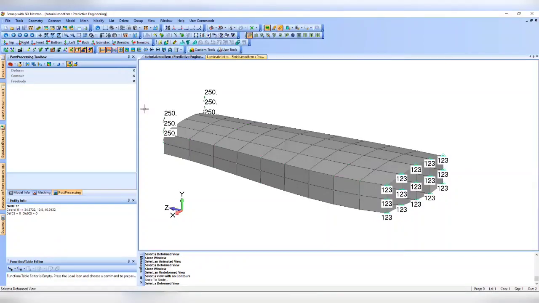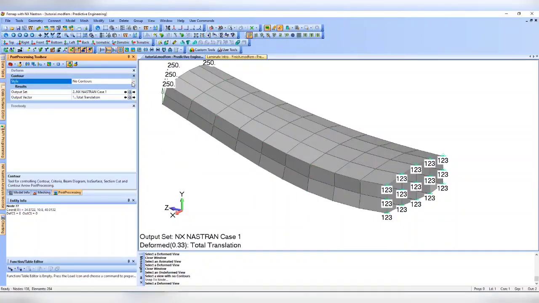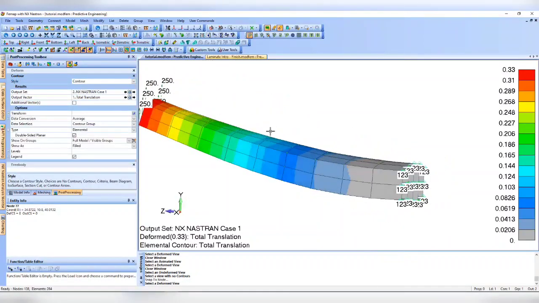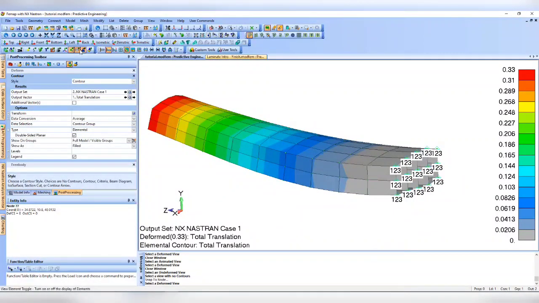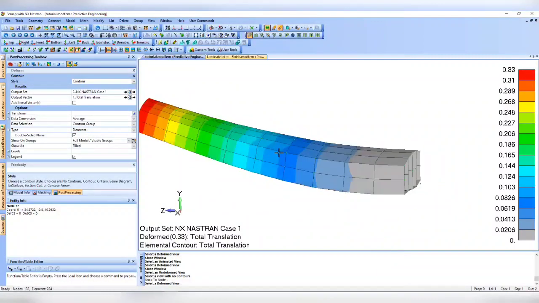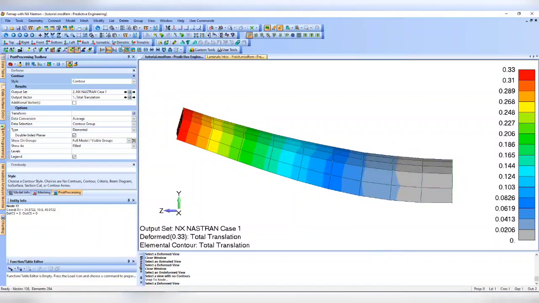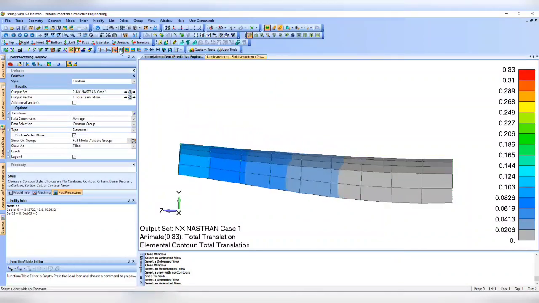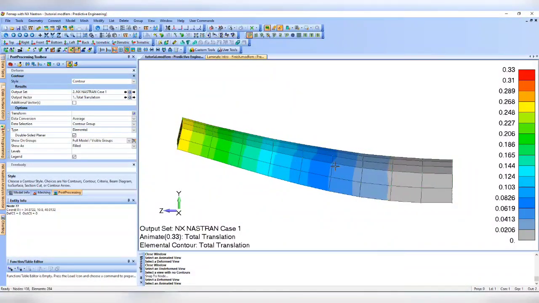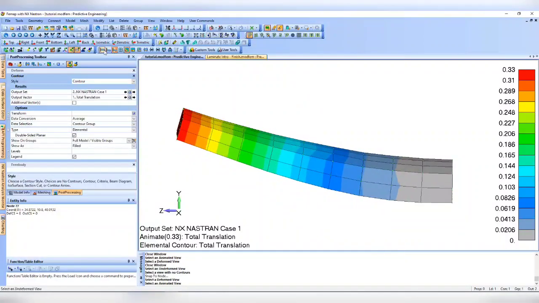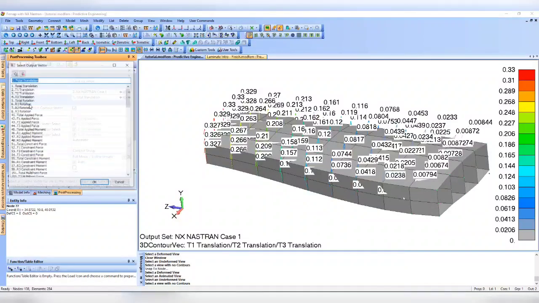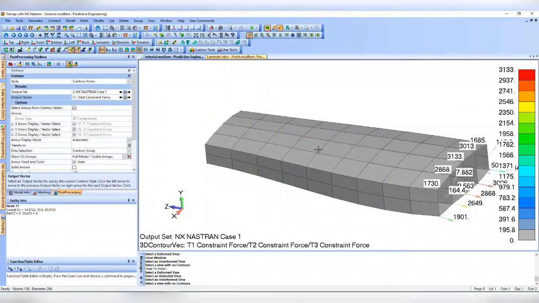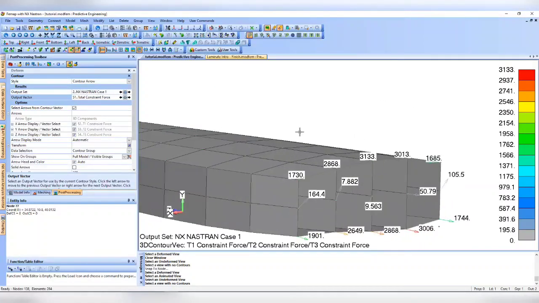So first things first, let's check the deflection. I know I sound like a broken record here, but that's always the first thing you've got to do: deflections. Let's go ahead and hide the boundary conditions and see if that makes sense. Looks pretty good, pretty reasonable. Next, I'm going to turn that off, and I want to plot the total constraint forces and see if those make sense.